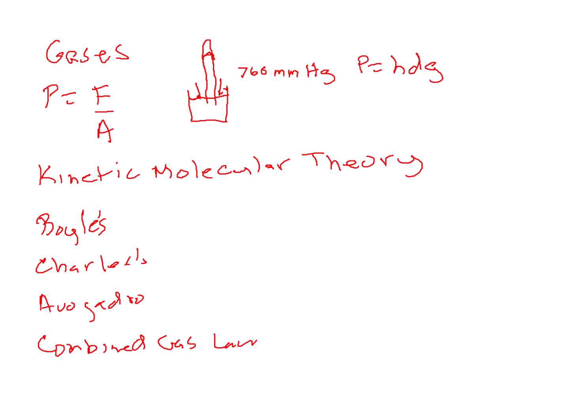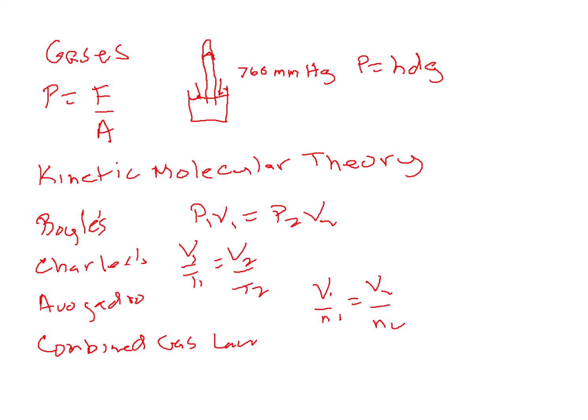Know that the general form of the equations I want you to memorize is P1 times V1 equals P2 times V2 for Boyle's law. Charles' law is V1 over T1 equals V2 over T2. Avogadro's law is V1 over N1 equals V2 over N2. And then the combined gas law is really just combining these three laws into one equation: P1 times V1 over T1 equals P2 times V2 over T2. We assume N is constant. The number of moles is held constant. That's why you don't see that in this expression here. So we spent a lot of time with that today.